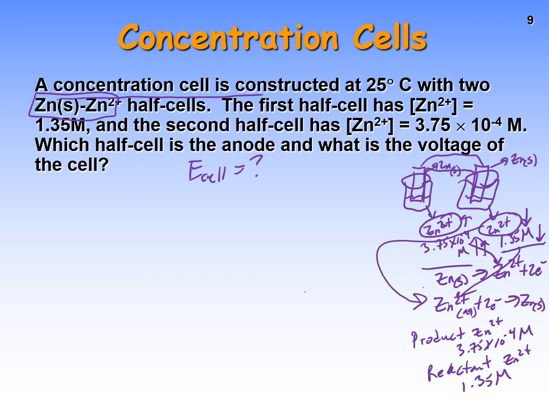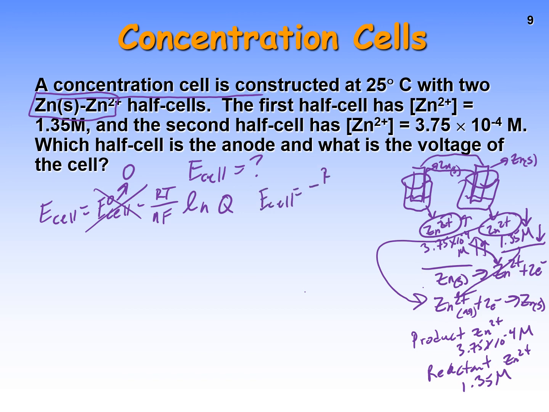Now, we know E cell is equal to the Nernst equation, right? So E naught cell minus RT over nF ln of Q. But E naught cell is equal to 0 because it's the same half reaction on both sides of the cell. In other words, the cathode and anode reduction potentials are the same, so 0. So we can cross that out. And really, E cell for this equation is equal to negative RT over nF ln of Q. And we can solve this problem at this point.